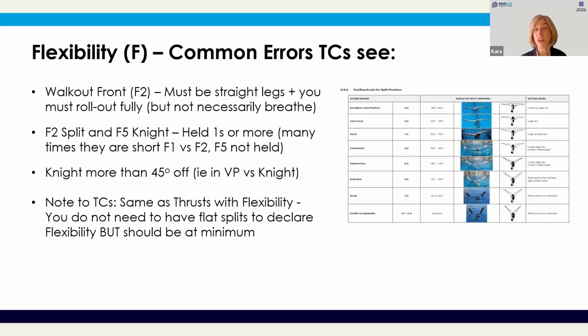If a knight is more than 45 degrees off, it's looking more like a vertical position than a knight, or it's looking more like a split than a knight. Sometimes the knight positions can be a little wonky, so watch that. And again, what I talked about as part of the flexibility being a minimum: we are looking for hardly recognizable scissors. Scissors is kind of our minimum standard in flex.